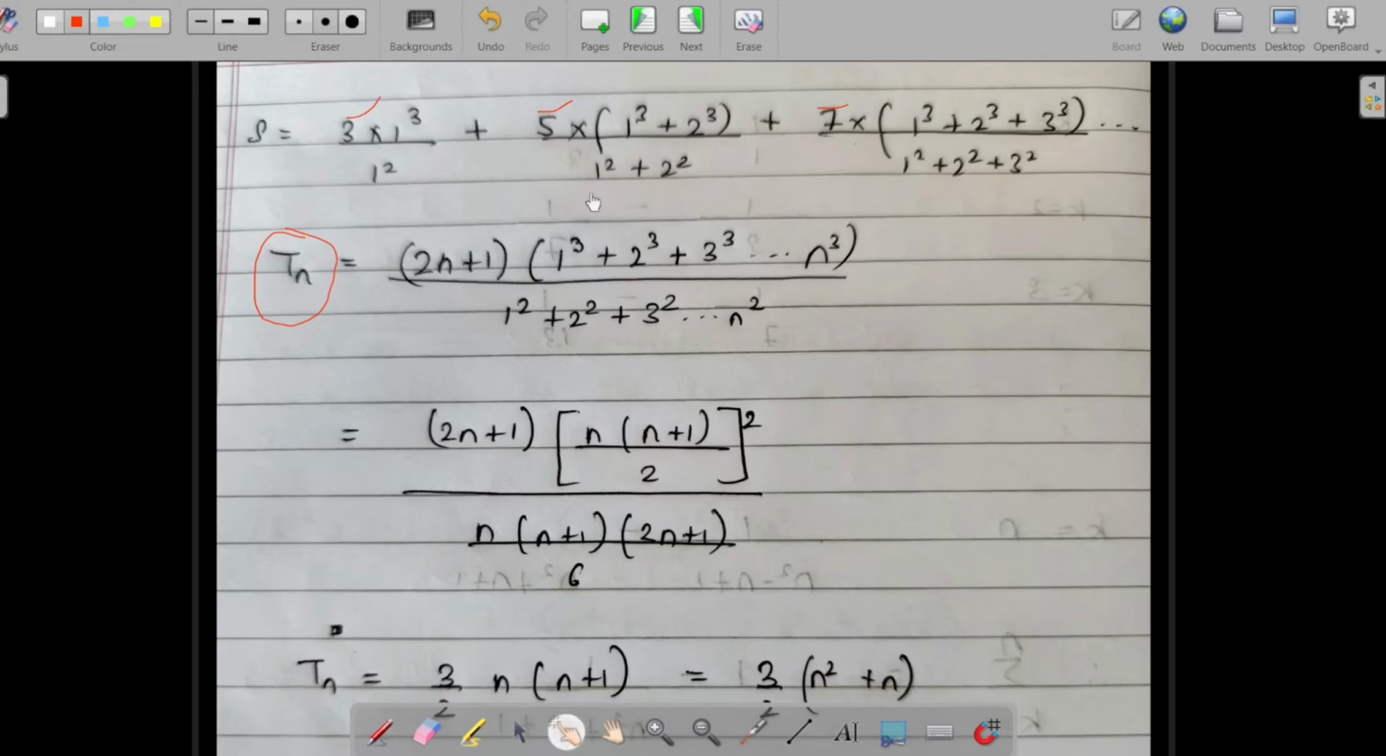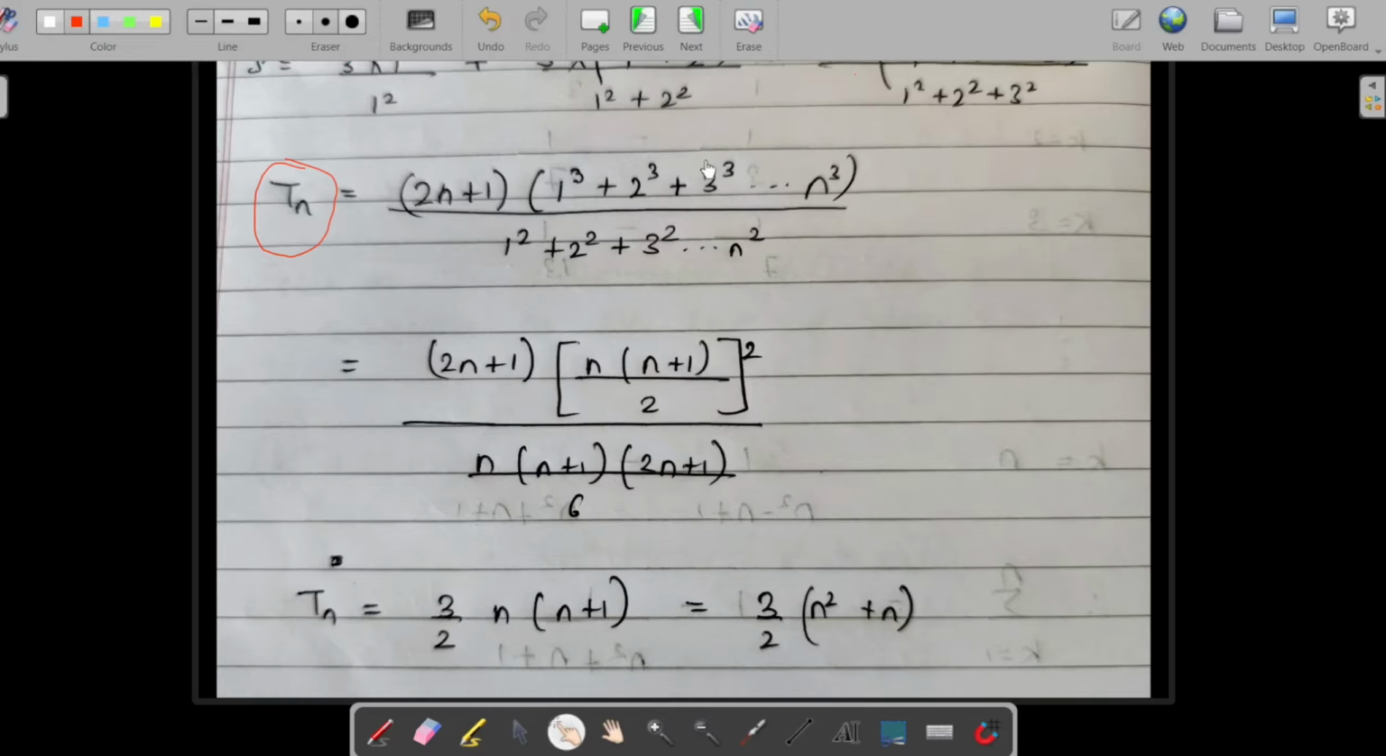Similarly, when you see for the first term it is 1 cube. For second term, it is 1 cube plus 2 cube. For third term, it is 1 cube plus 2 cube plus 3 cube. So for the nth term, it will be till n cube. Similarly, in the denominator, it will be for squares. So simply now we can easily put the formula, because this is nothing but the sum of first n cubes, right? And this is nothing but the sum of first n squares.